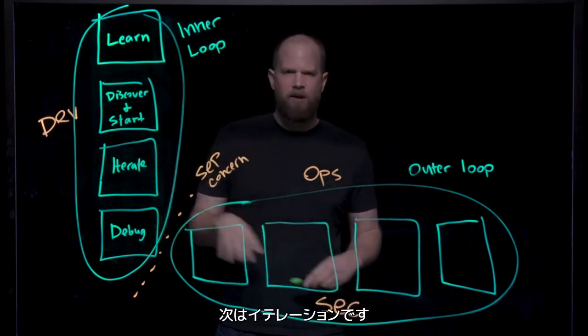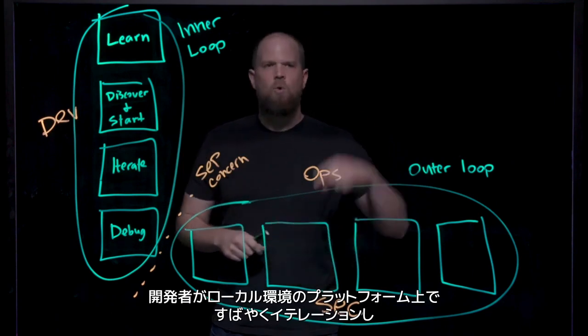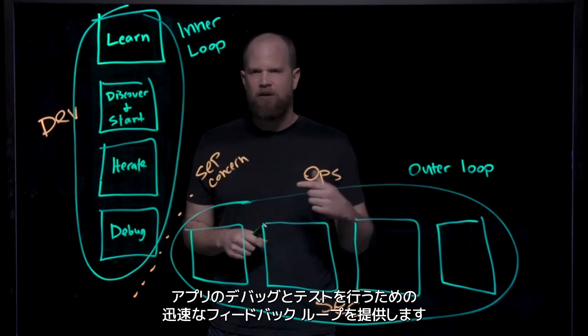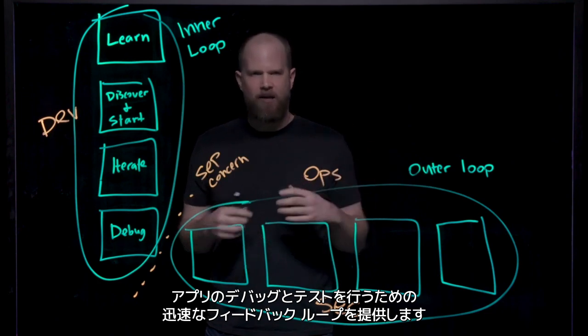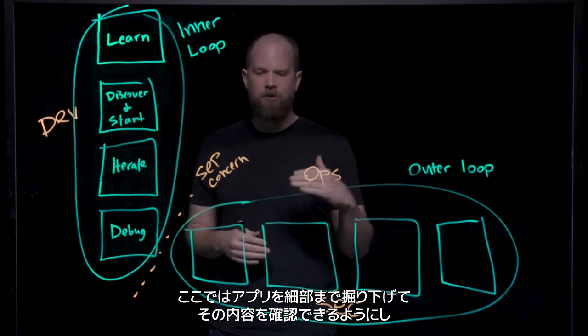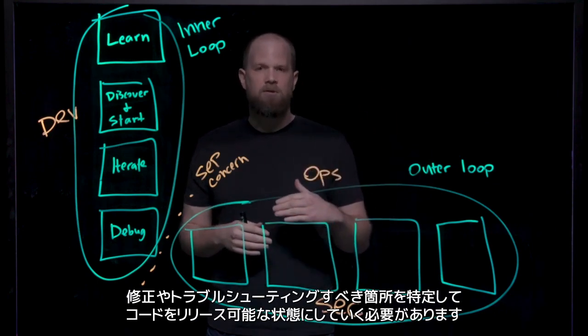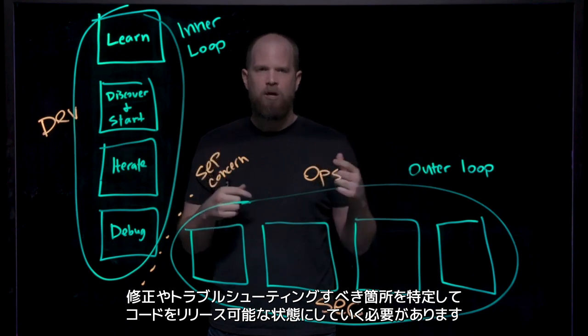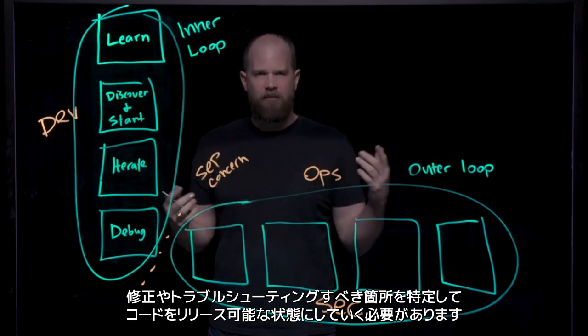The next we go into iterate. We want to be able to allow developers to quickly iterate on the platform in a local environment that gives them quick feedback loops so they can debug and test their application. And finally, we get to debug. You need to be able to dig in deep and see what's going on with your application to understand what you need to fix and what you need to troubleshoot as you get your code into a ready state.